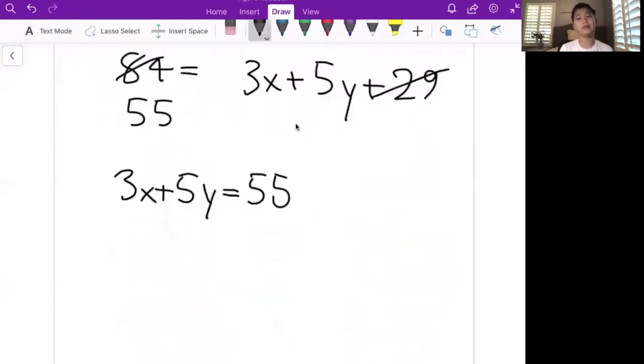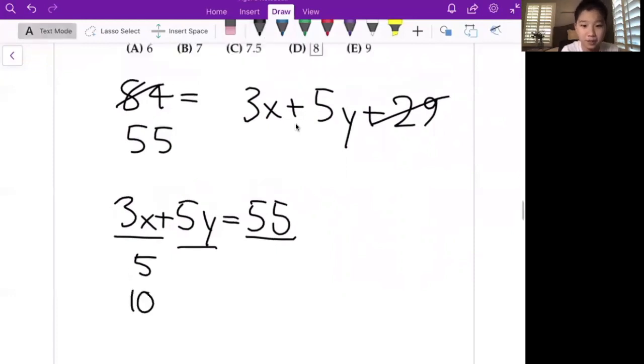So let's see. This 5y is divisible by 5. Definitely. This 55 is divisible by 5. So this 3x must also be divisible by 5. So that means x must be divisible by 5. So x is 5 or 10.